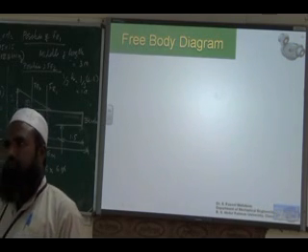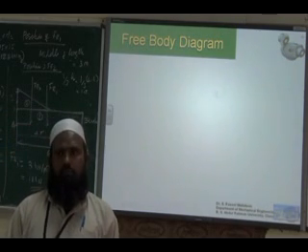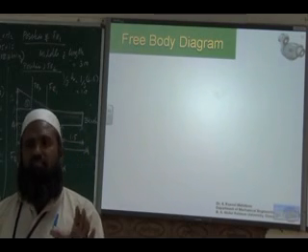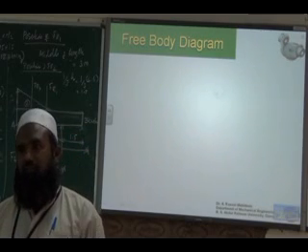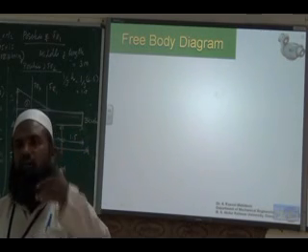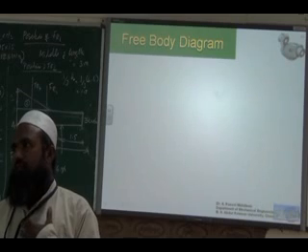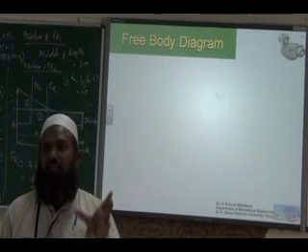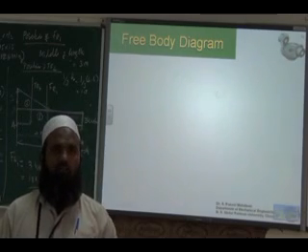Okay, now listen. Actually, we have to analyze the equilibrium of rigid bodies. That is the topic of our unit. In order to go for equilibrium, first we have to consider the free body diagram. We have to draw the free body.